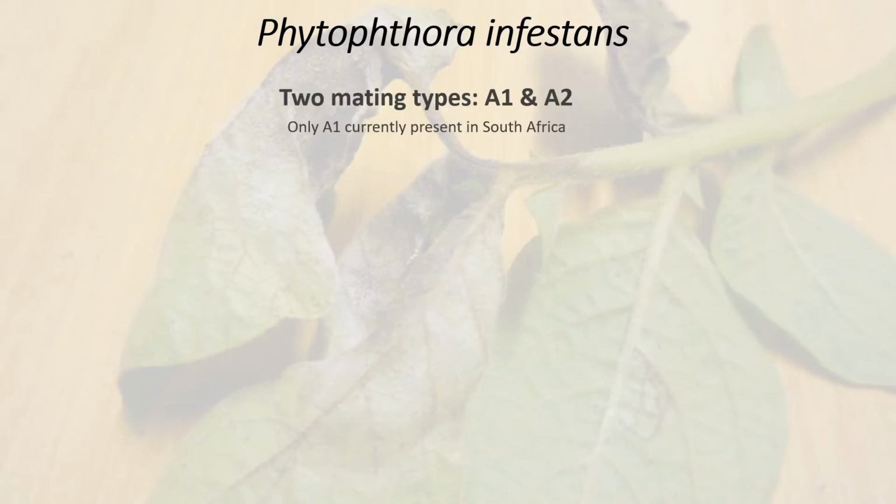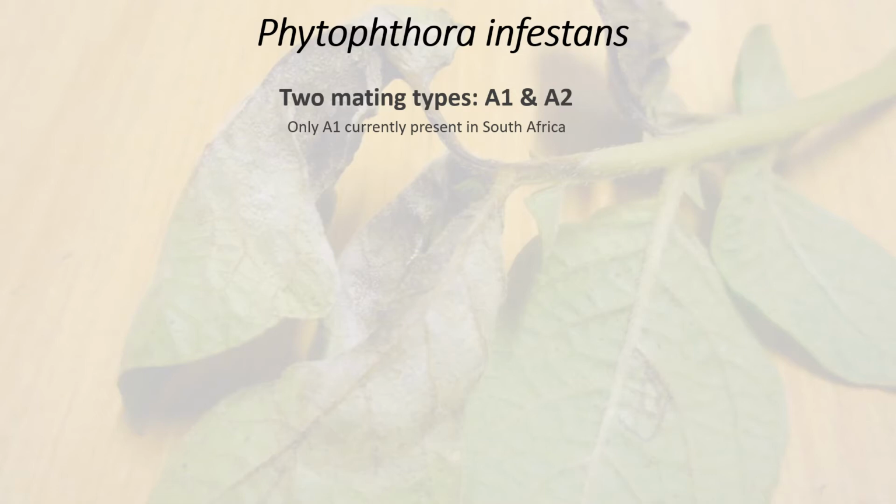What's important to know about Phytophthora is that there are two main mating types, the A1 and the A2. And at present, only the A1 has been detected in South Africa. We do need to be aware, however, that the A2 is steadily moving down south in Africa. The last survey that was done a couple of years ago found the A2 in Kenya. However, as I've mentioned, in South Africa, we currently only have the A1, and it is very wise to keep it this way.